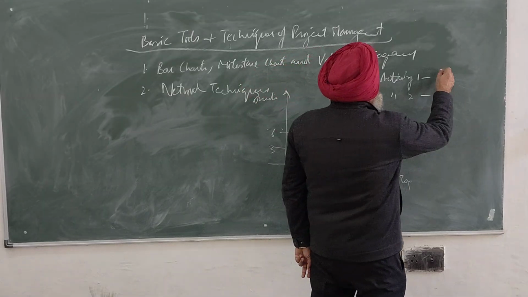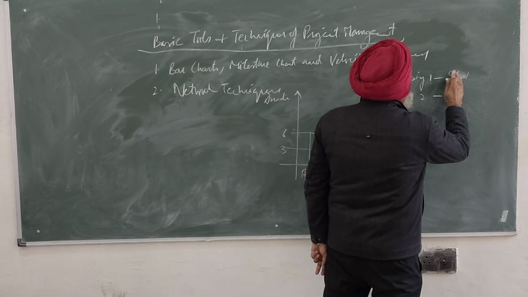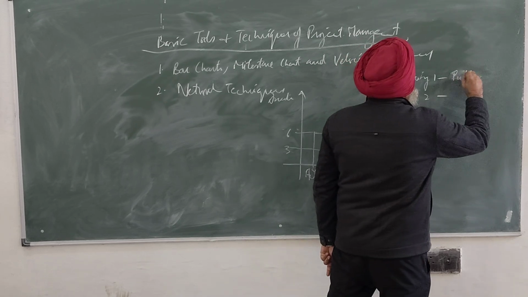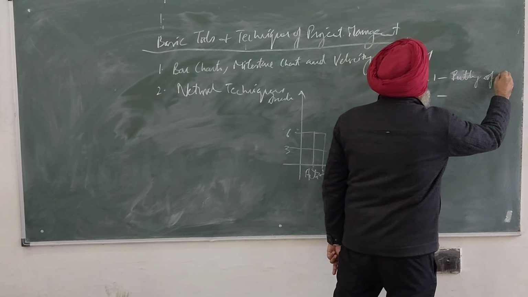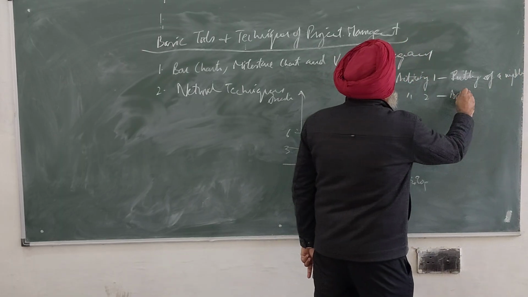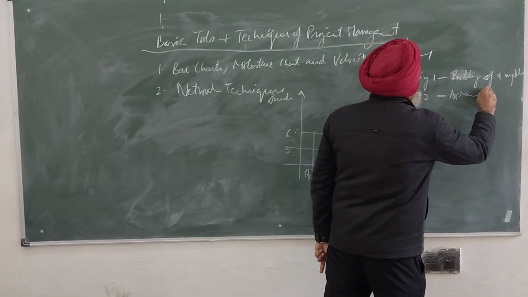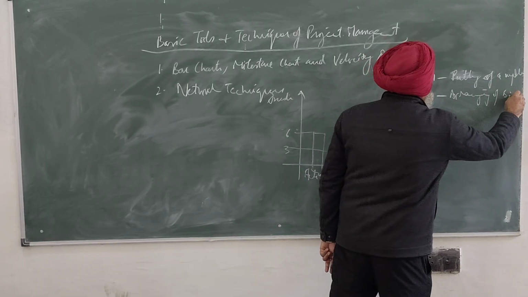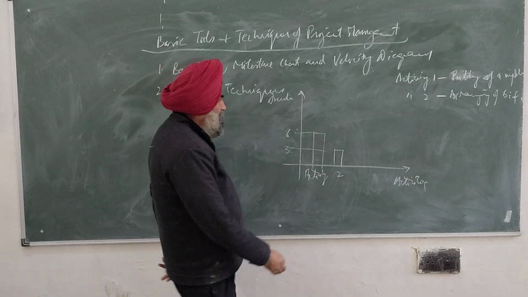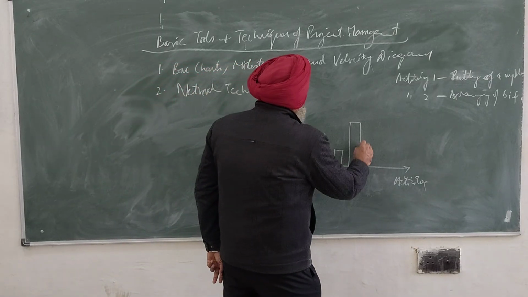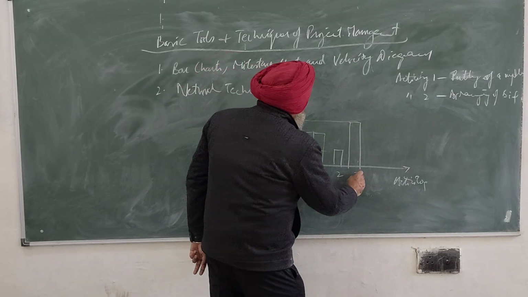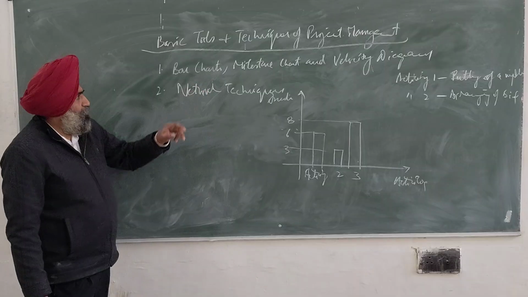Maybe the activity is putting of an impeller. I'm taking one activity. Or arranging of bricks, activity 2. Here we have been given 3 months. Similarly, activity 3 may be taking 8 months. So basically this is the activity chart.